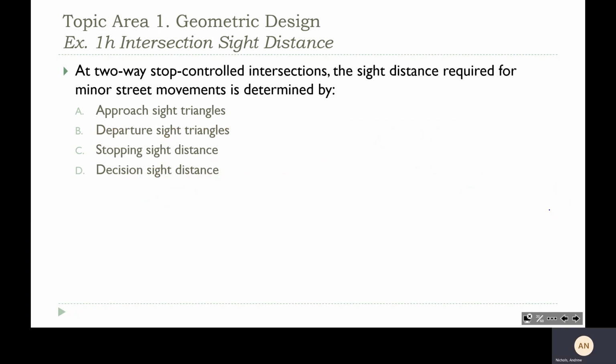So this was a conceptual problem. At a two-way stop controlled intersection, the sight distance required for minor street movements is determined by, and this is just something you would have to try to remember from transportation. So your choices are approach sight triangles, departure sight triangles, stopping sight distance, and decision sight distance. What do you think this is? What ones would you eliminate?